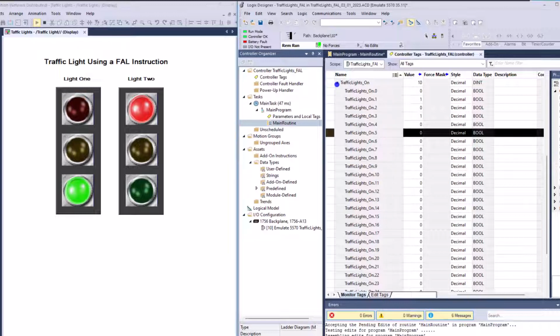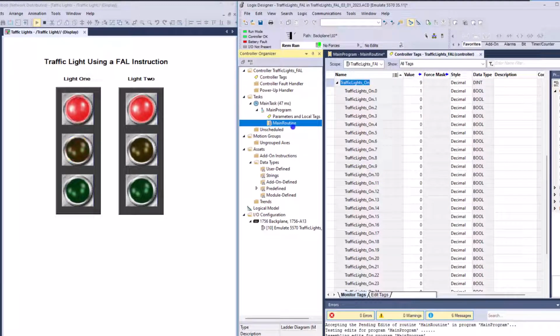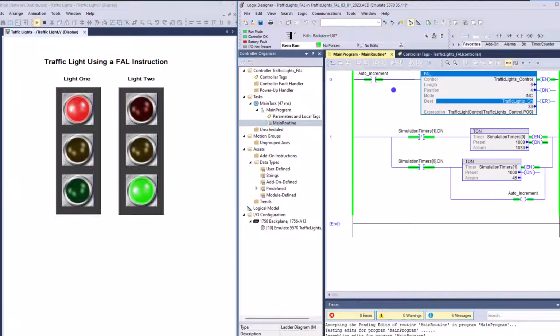So just keep in mind and reference the original video where we talked about the actual FAL instruction and how we programmed that, because we are simulating basically traffic lights, right? So we're coming back and saying, okay, how could you always improve it? You can always improve your programs. You can always improve the way systems work to be more efficient.